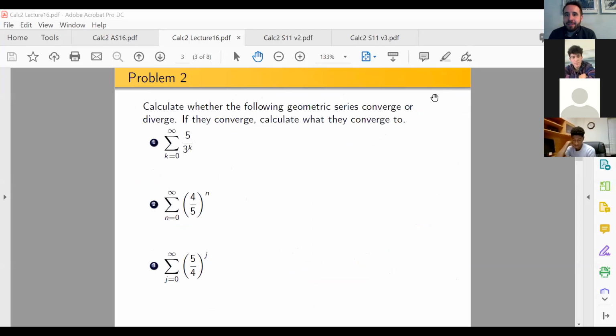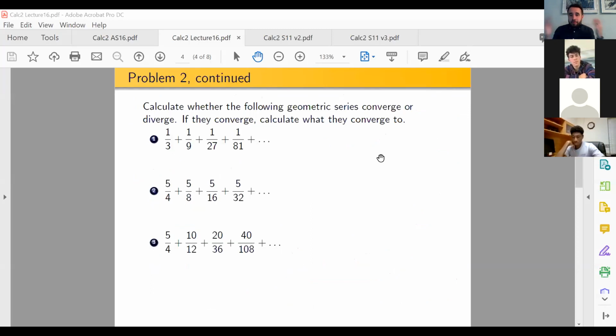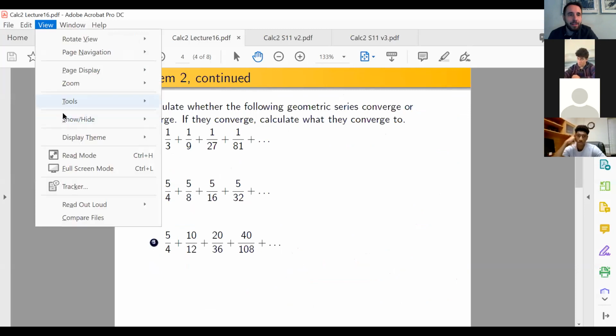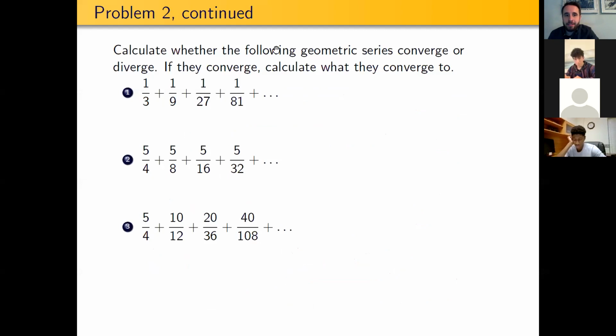Perfect. Awesome. So the next few problems, I should say, are very similar, except that they're written in this form. They're not written in summation notation. They're actually written in this very longhand form. And so we have to first figure out how to rewrite them. Let's talk through one of these together, briefly.